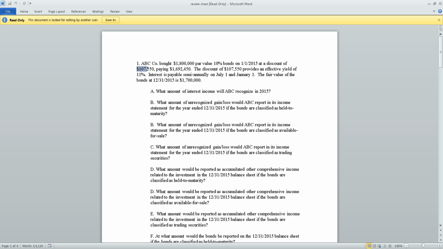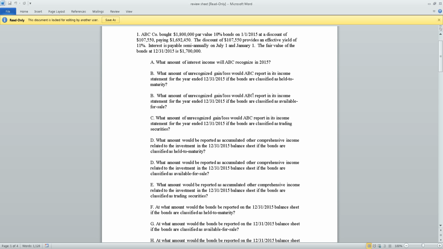They bought it at a discount of 107,550. So they paid the par value less the discount, or 1,692,450. This discount provides an effective yield on the bond of 11%. Interest is paid twice a year on July 1st and January 1st. And at the end of the first year, December 31st, 2015, the fair value of the bond is $1.7 million.